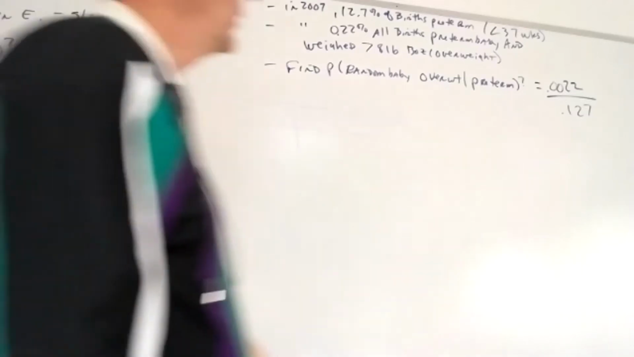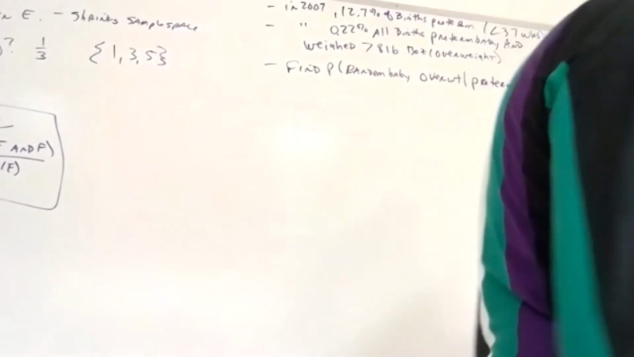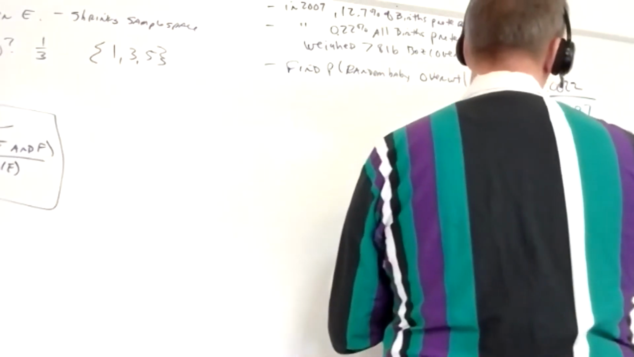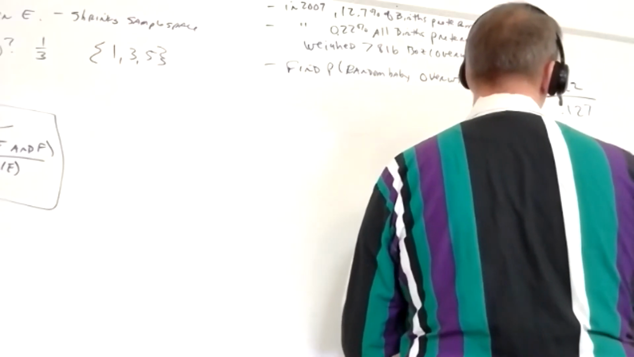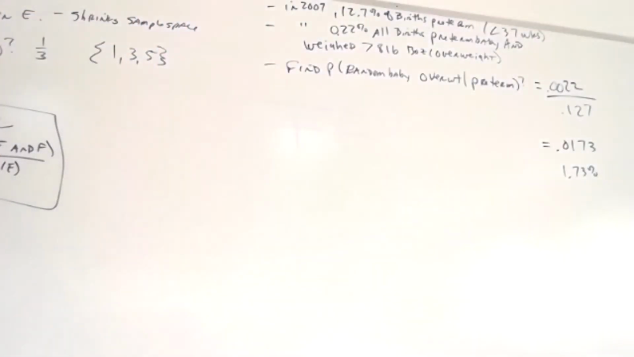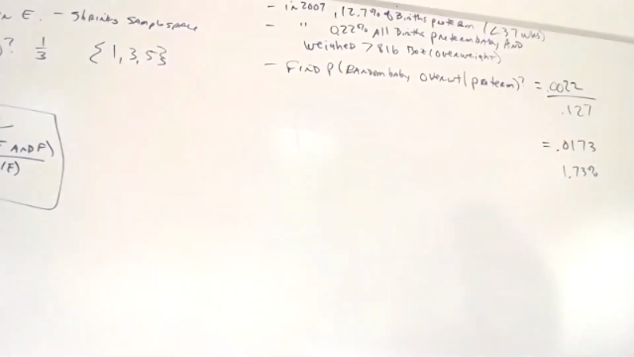All right, so when I plug that in, I should get an answer of 0.0173, or 1.73% of all babies are overweight given that they are preterm. Does that make sense? Okay. I guess my notes were right this time.